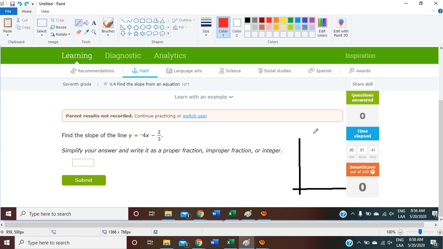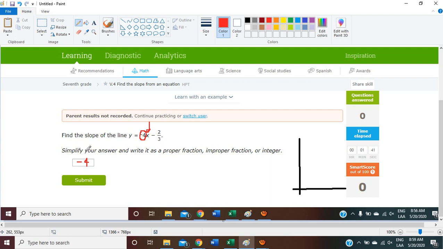Having said that, finding the slope from this equation is very easy. You need to find the variable x, it is right here, and then find the constant that is with that variable, which is -4. So that is going to be your answer, -4. It is really extremely easy, right?